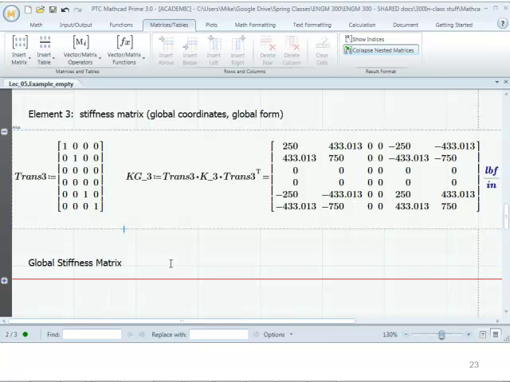Any questions there? Shift space. Again, I forgot to mention, if you go up to the Matrices Tables tab in the ribbon and just hover over that item, it'll say what it is.